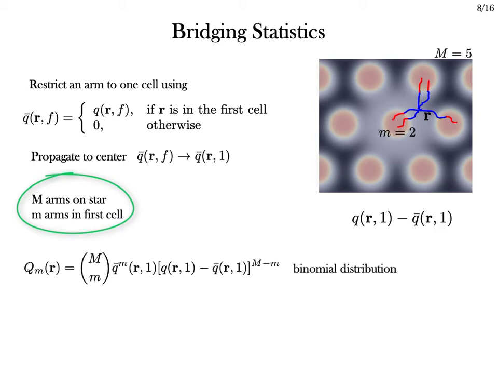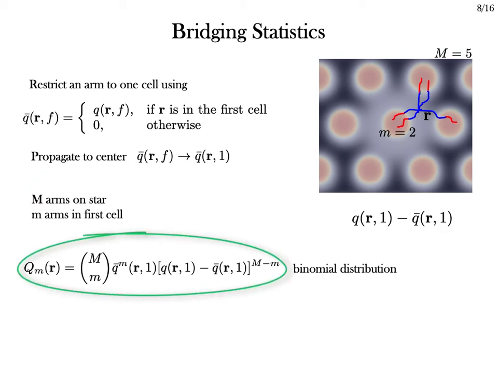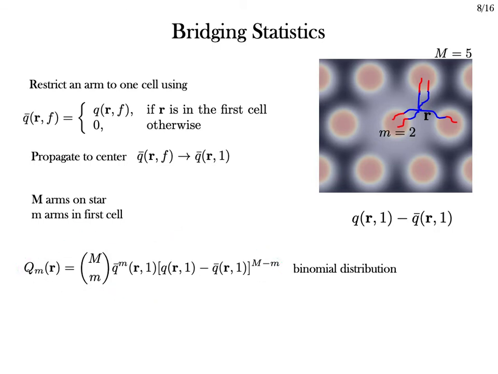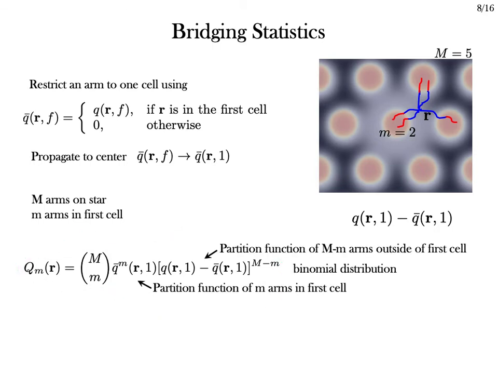We want to calculate arm statistics for a star with a total of capital M arms. We consider the case where little m arms are attached to the first cell and the rest are not. The first step is to calculate Qm of R, which is the partition function for a star with its center at position R and a total of little m arms attached to the first cell. This partition function is calculated as a binomial distribution. The first factor is the number of ways of choosing little m arms from a total of capital M arms. The second is a partition function for little m arms constrained to the first cell. The last factor is the partition function for the remainder of arms which are not attached to the first cell.